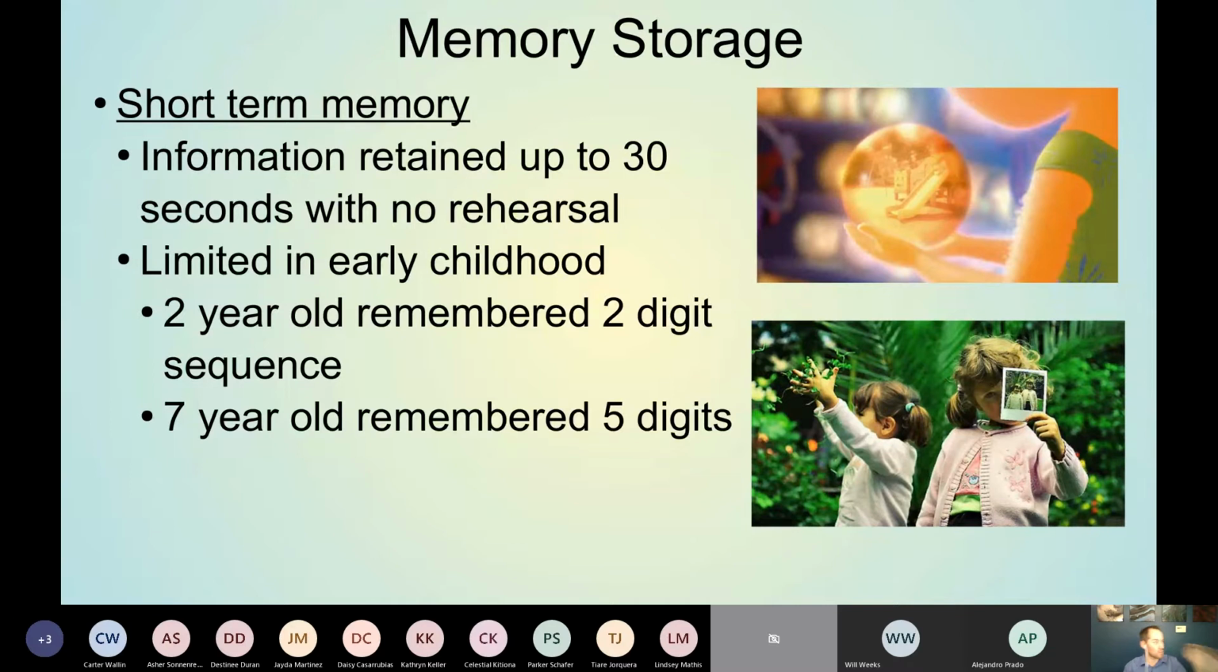So short-term memory is limited in early childhood. So for example, a 2-year-old might be able to remember a 2-digit sequence, like you tell them a random number, 1-5 or 9-8 or something like that. They might be able to remember that, but they probably won't be able to remember 9-8-5-4-3. I can actually remember that. 9-8-5-4-3. I just said it.